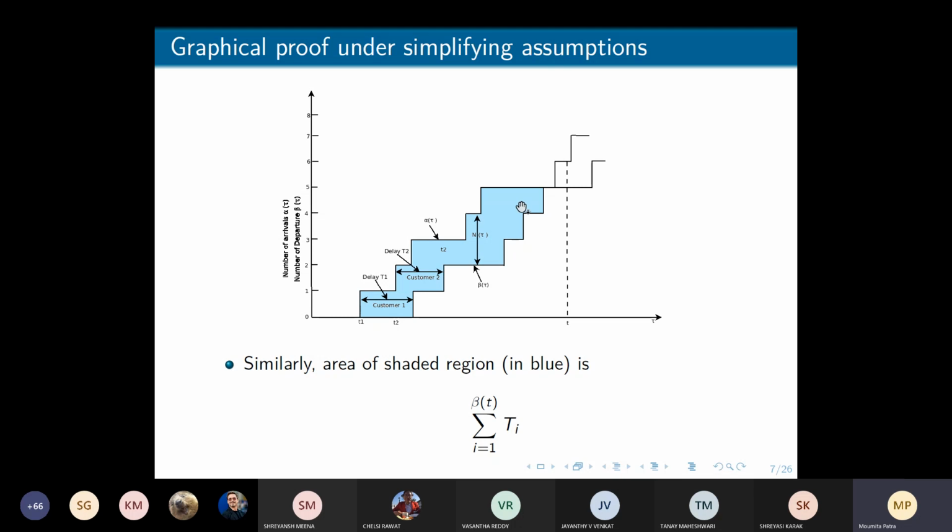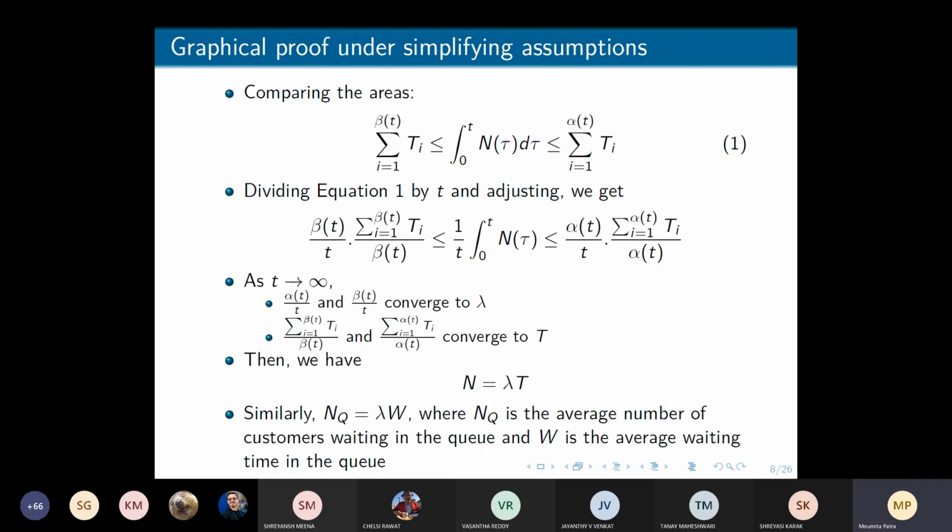Now let's find out how much area there was up to this much. You can represent it in terms of departures, since up to this much only departure has happened. Similarly, with the help of departures, you can find out the area of this region. That is summation i equals 1 to beta t of ti. This is the area of this shaded region.